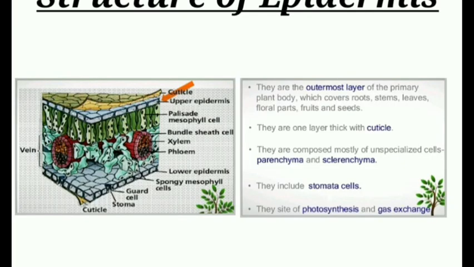Now I'll explain the structure of epidermis with the help of a transverse section of a leaf. Epidermal cells are the outermost layer of the primary plant body, which covers roots, stems, leaves, floral parts, fruits and seeds. The arrow in the picture shows the position of upper epidermis in the leaf. Similarly, there is a single layer of epidermal cells on the lower surface of the leaf called the lower epidermis. The lower epidermis is interrupted because of the presence of stomatal cells. The epidermal cells are made up of unspecialized cells like parenchyma and sclerenchyma. Epidermal cells are also the site of photosynthesis and gaseous exchange.